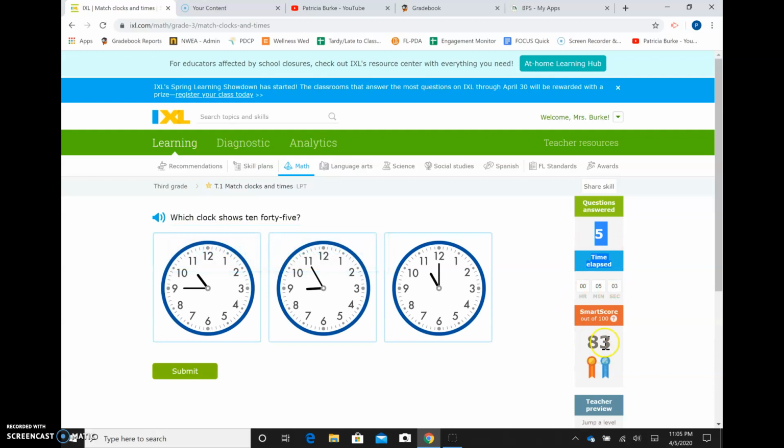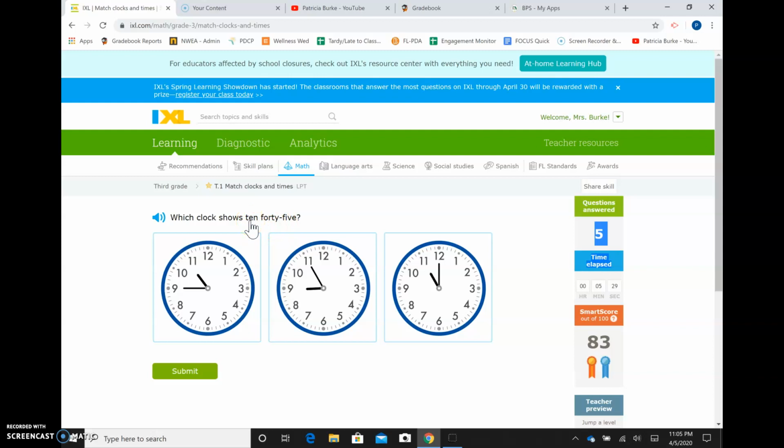Oh, okay, look. We've made it to the scale score of 83. So if you wanted to stop here, that would be okay. But you can choose to challenge yourself and keep going to try to reach that SMART score of 100. So which clock shows 10:45?